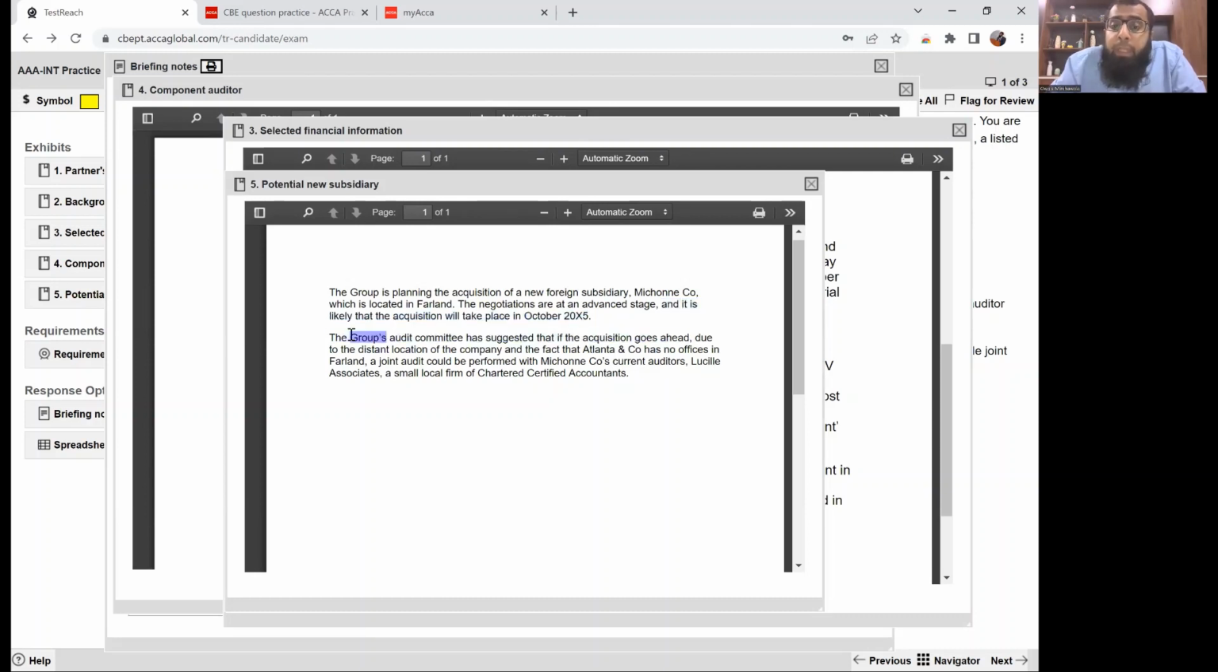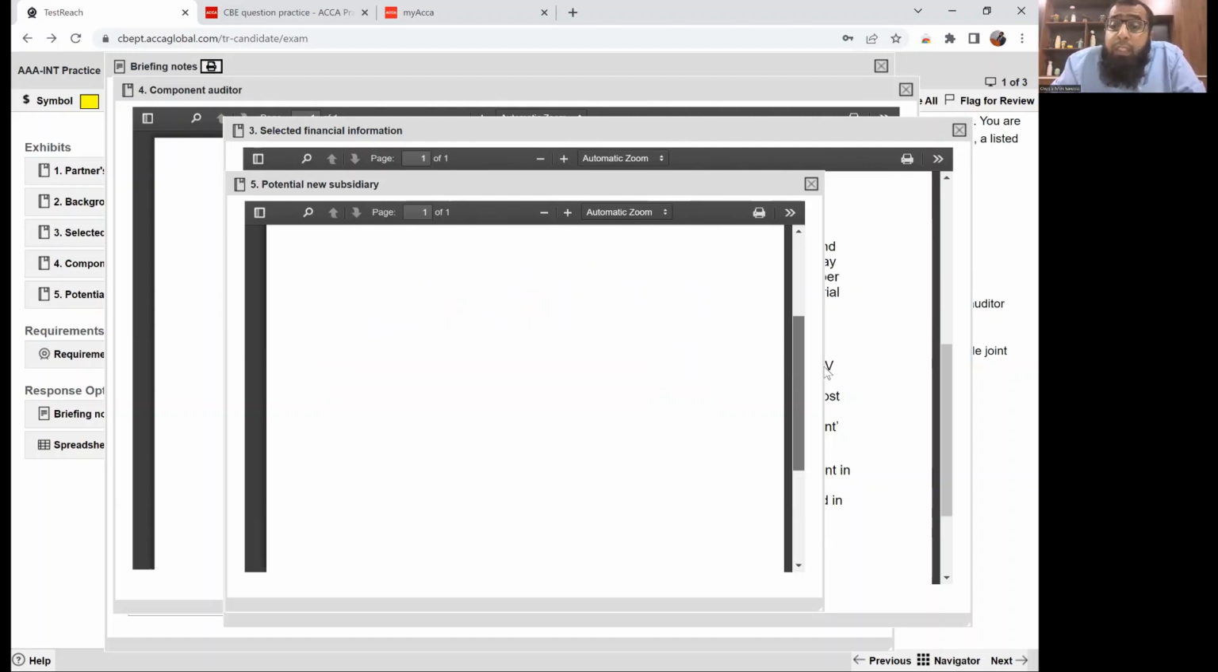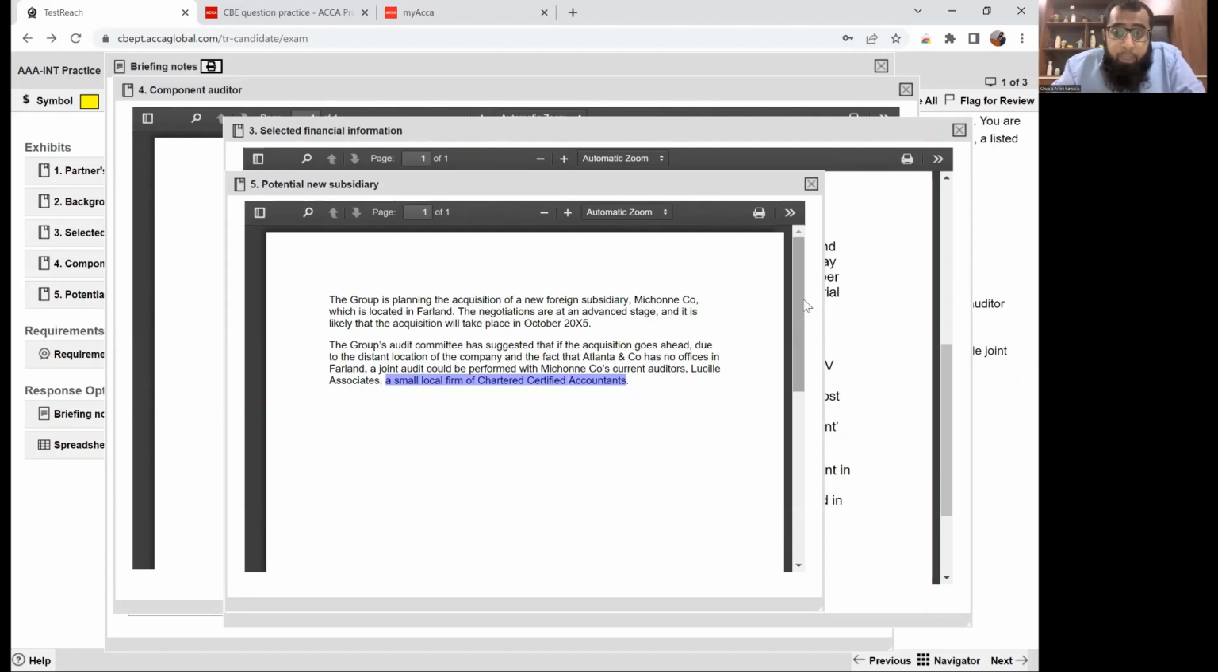The group's audit committee has suggested that if the acquisition goes ahead, due to the distant location of the company and the fact that Atlanta company has no offices in Farland, a joint audit could be performed with Mekong Company's current auditor, Lucille Associates, a small firm of chartered certified accountants. So again, this is next year's plan because obviously the acquisition is after the year end. If the acquisition goes ahead, then next year we'll go for a joint audit, which is obviously not an audit risk for the current year.